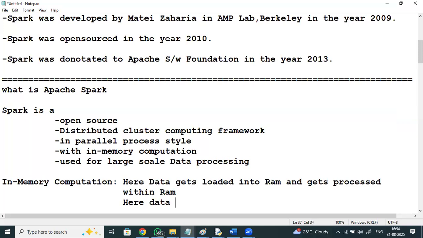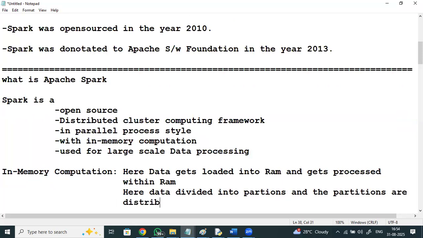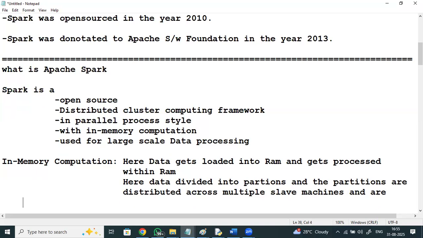Here, data is divided into partitions, and the partitions are distributed across multiple slave machines and are processed.